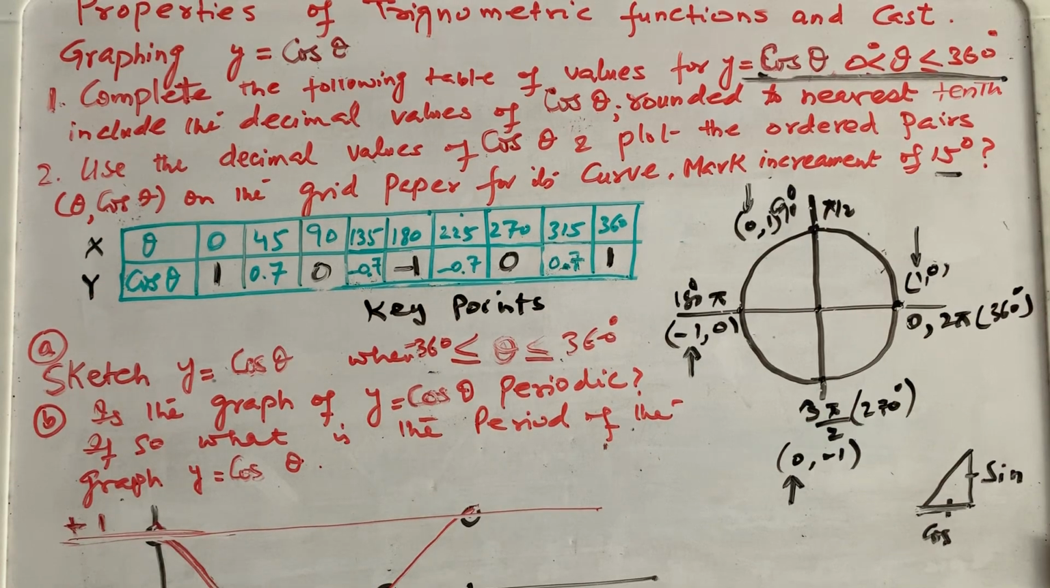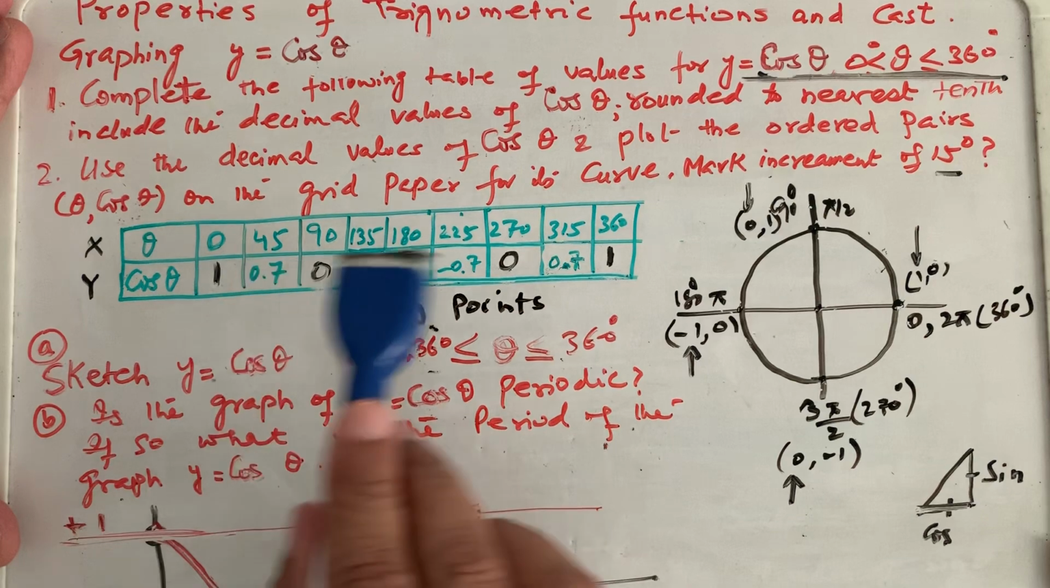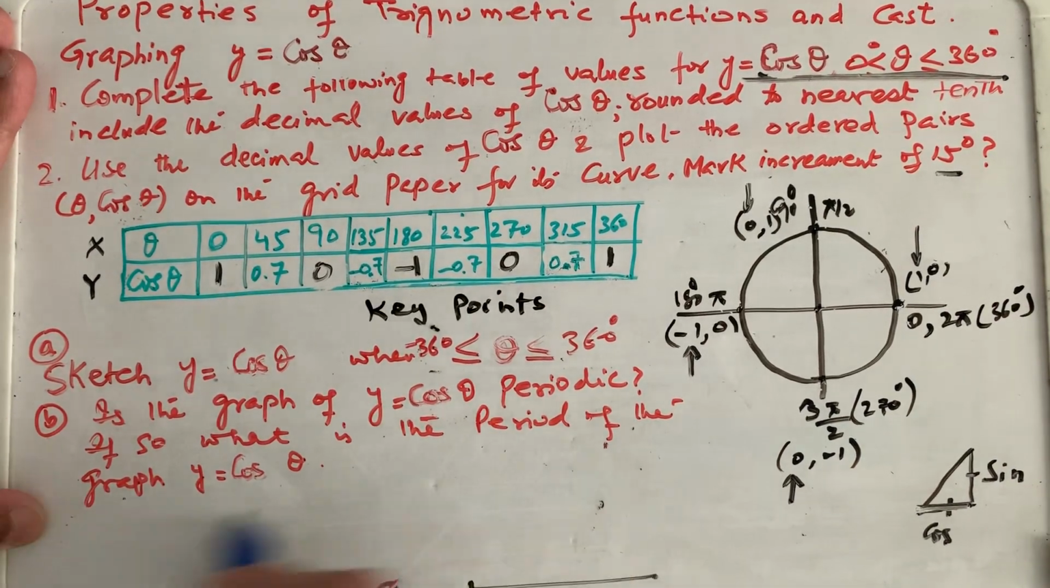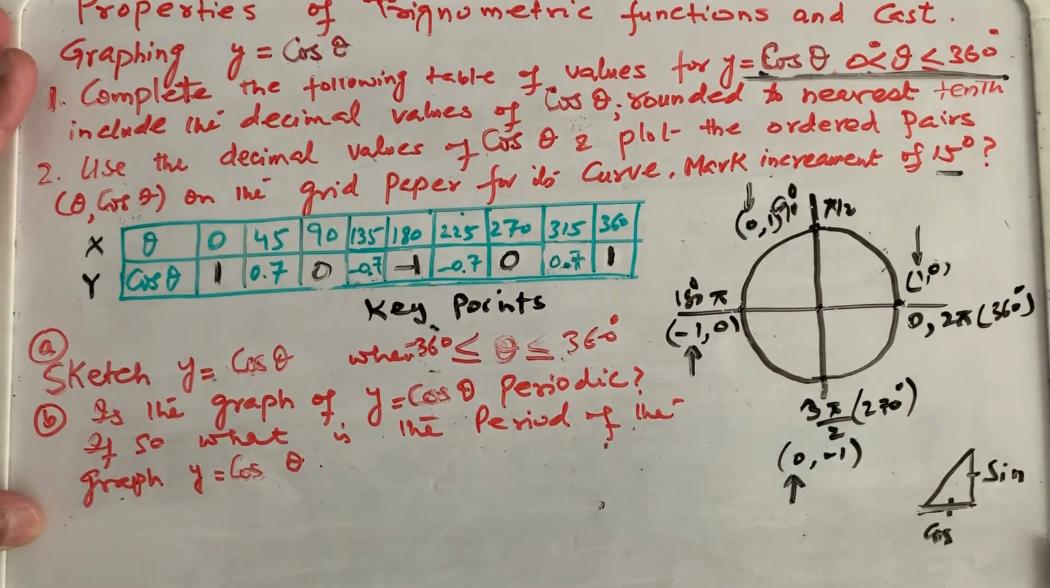So if it is so, then all these values will be replicating to the other part of the axis, because now they will be in minus. They will be repeating, but they will be repeating on the other side of the axis. So how will the graph look like, we will see. This is the graph for y equals cos theta, when the values were in between 0 and 360.